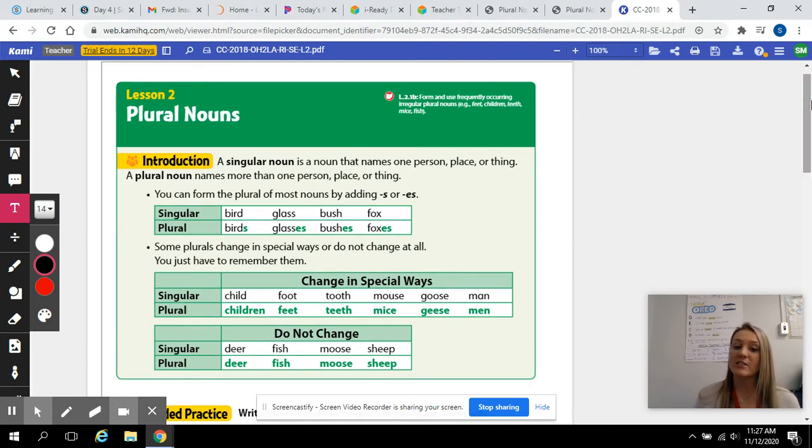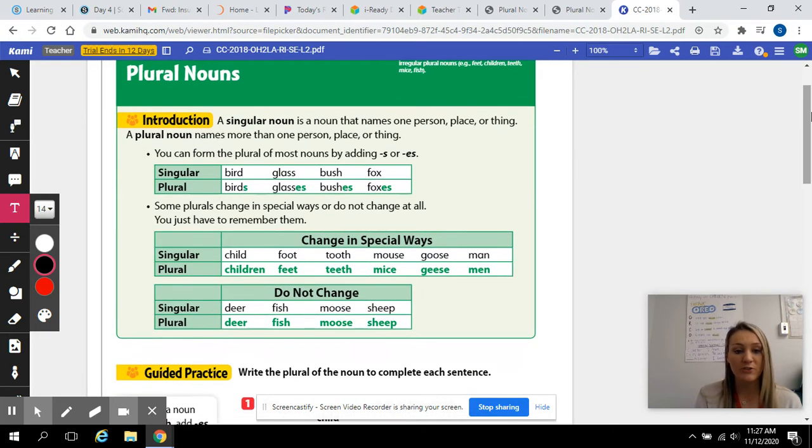Some plurals change in special ways or do not change at all. You just have to remember them. So here are the special changes. So child, there was one child and you had to make child plural, you would make it children, okay? Foot, you would say, I saw those people's foot, or I saw those two men's foot.